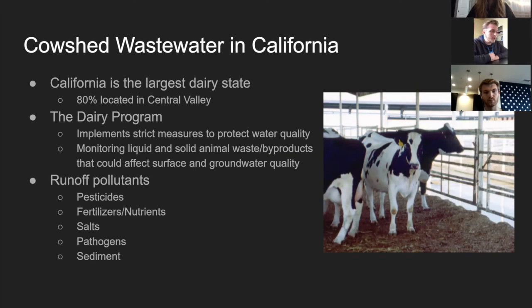Now we can move on to a cowshed wastewater application in California. California is the largest dairy state, and 80% of the dairy farms are located in the Central Valley. The dairy program that has been put in place implements strict measures to protect water quality, and they monitor liquid and solid animal byproducts that could affect surface and groundwater quality from runoff. The pollutants from runoff that they are trying to control are fertilizers, nutrients, salts, pathogens, and sediment.